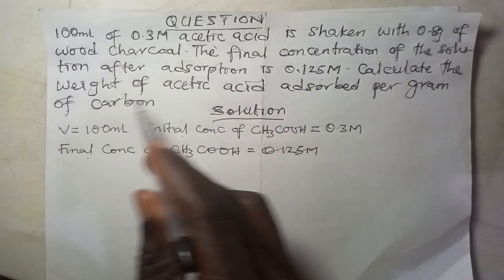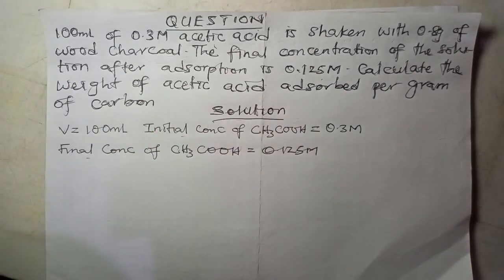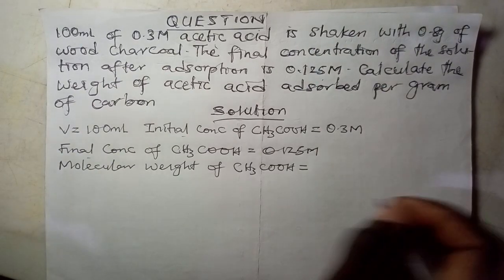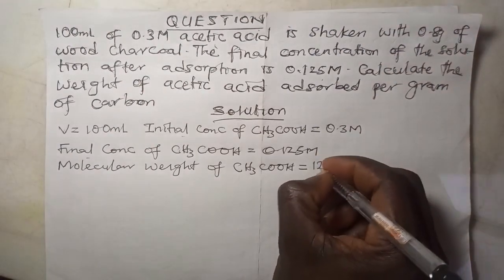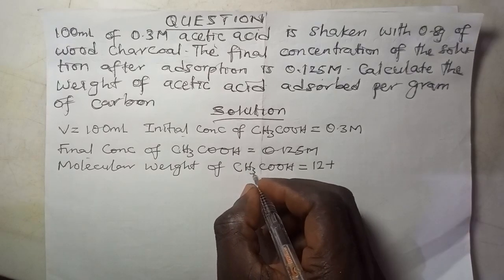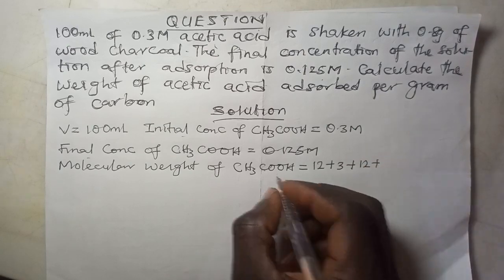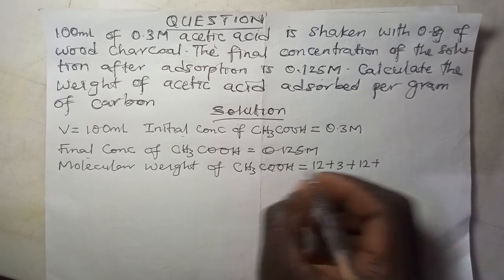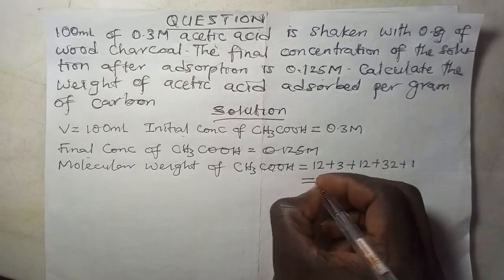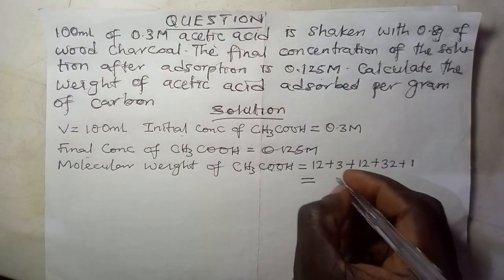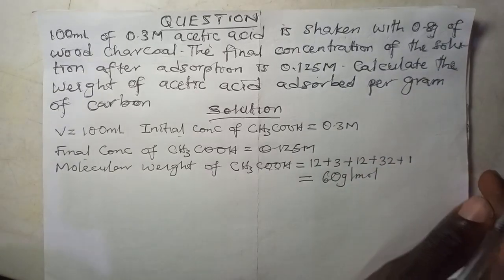I will also write the molecular weight of acetic acid out. In calculating the molecular weight of acetic acid, I will have carbon to give me 12, plus hydrogen is 1, 1 times 3 will give me 3, plus another carbon which is 12, plus oxygen is 16, 16 times 2 will give me 32, plus 1. I will be having 60 gram per mole.